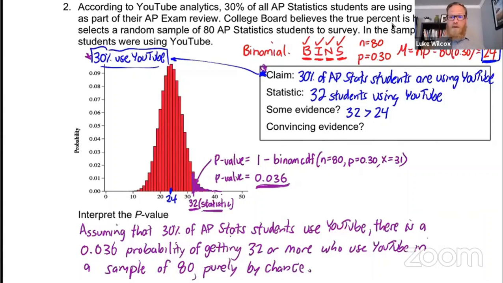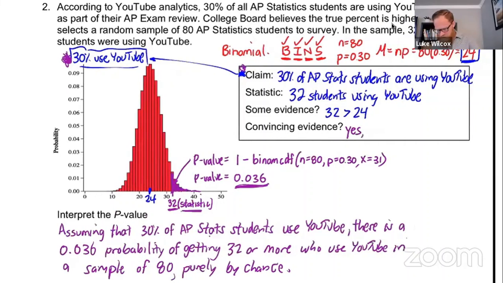Now, just like the Joy Parkinson's activity, we've got a p-value that is very small here. It is very unlikely that we would get this result assuming that that claim was true, which is telling us that this claim, we have some evidence against that claim, and convincing evidence for the alternative, which is that the true percent is higher than 30%. So once again, do we have convincing evidence? Yes, we do have convincing evidence, and that's because the p-value is small, 0.036. Specifically, it's less than our alpha value of 0.05. So that takes care of number 2.